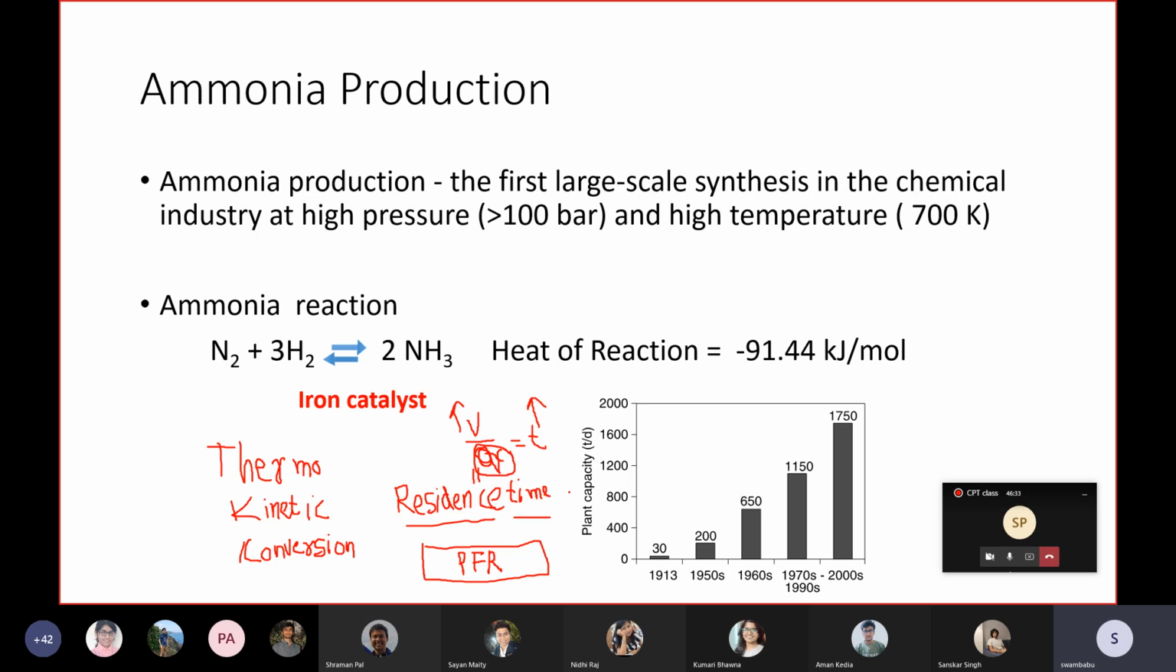The construction of the reactor will become expensive, maintenance will become expensive, and utilities for the circulation of water and all will become difficult. So the kinetics is also important. Information on how fast the reaction happens is important because that tells us what residence time we need to maintain, what volume of reactants is required, and everything else. Do you all understand why kinetics is important?